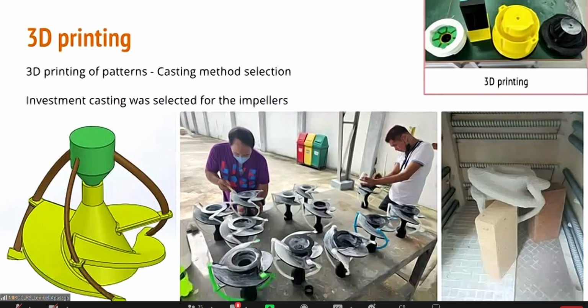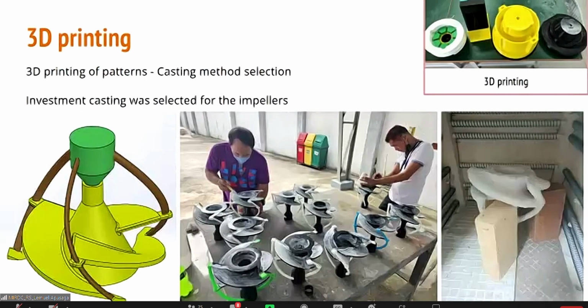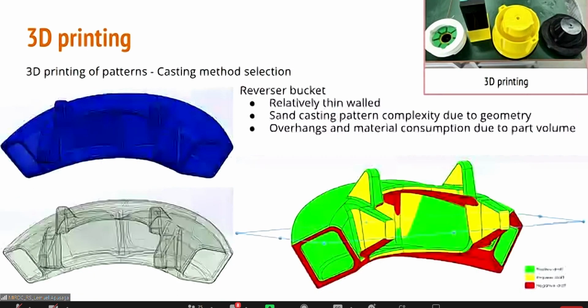So that's why we opted for investment casting. We made 10 sets of plastic patterns, and then we did ceramic coating on them, burned off the plastic, and then poured molten stainless steel onto the ceramic molds.